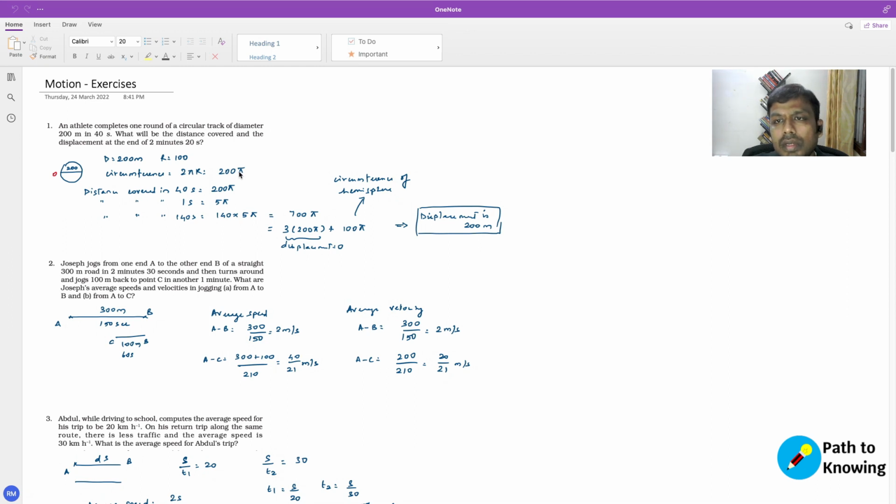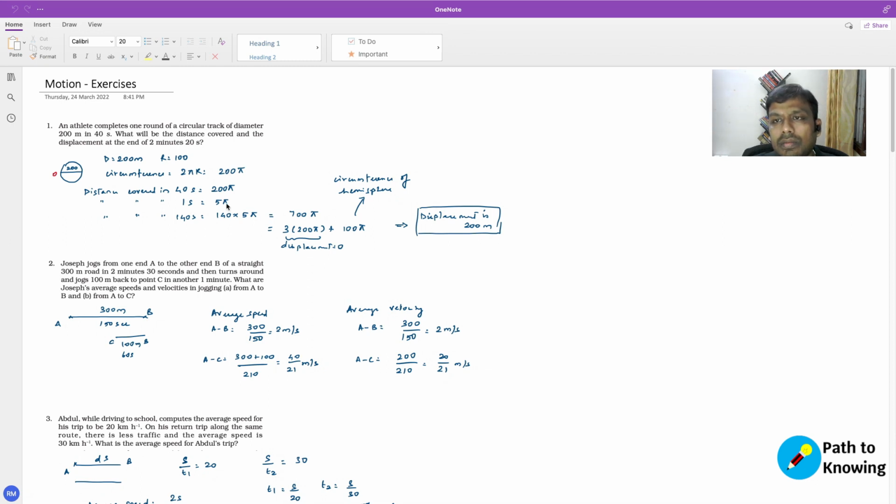Which means that the distance covered in 40 seconds, because the athlete takes 40 seconds to complete one round, is 200 pi meters. Which means that in 1 second the athlete covers 5 pi meters.